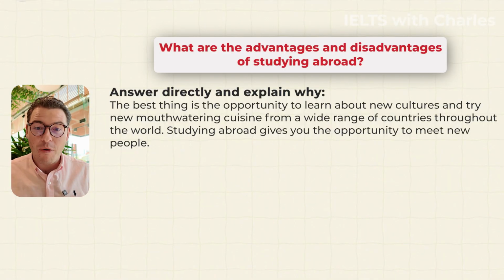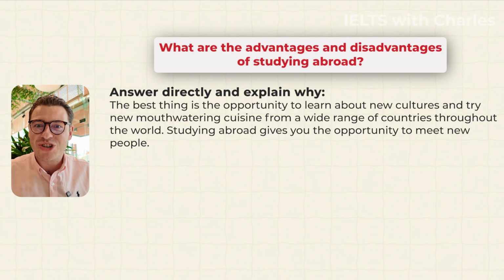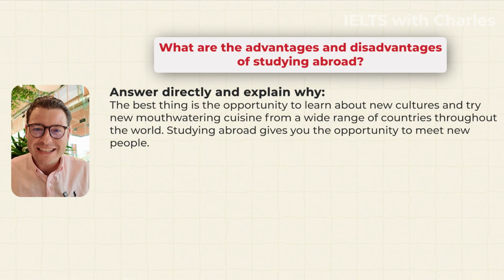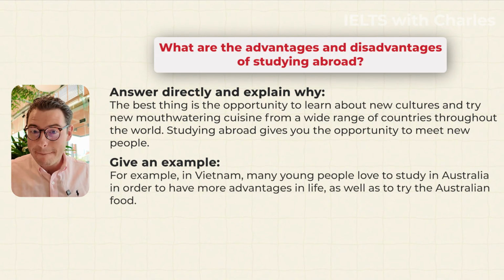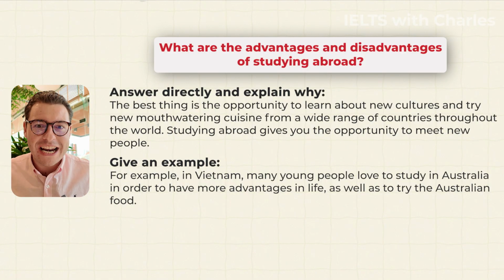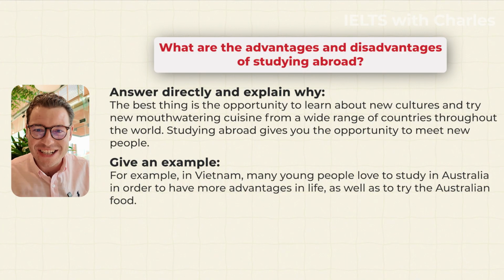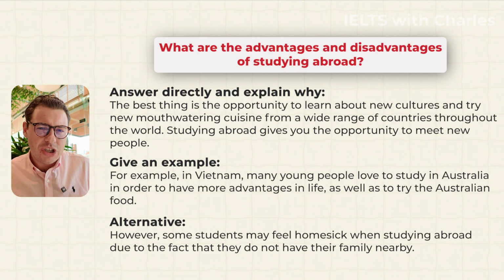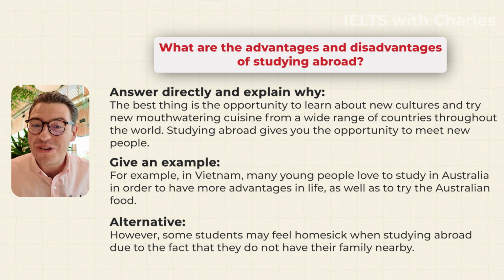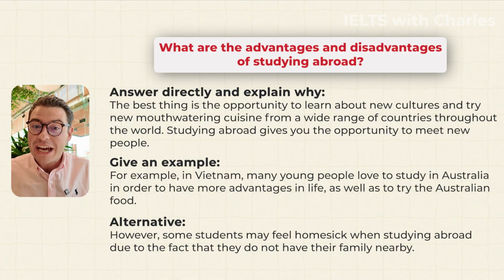The best thing is the opportunity to learn about new cultures and try new mouth-watering cuisine from a wide range of countries throughout the world. Studying abroad gives you the opportunity to meet new people. For example, in Vietnam, many young people love to study in Australia in order to have more advantages in life, as well as to try the Australian food. However, some students may feel homesick when studying abroad due to the fact that they do not have their family nearby. Do you see? So there I'm using the linking words and I'm contrasting the positives and the negatives. Please be careful with that.